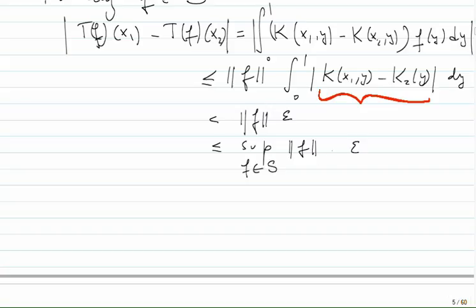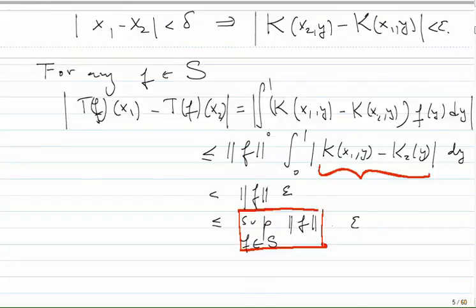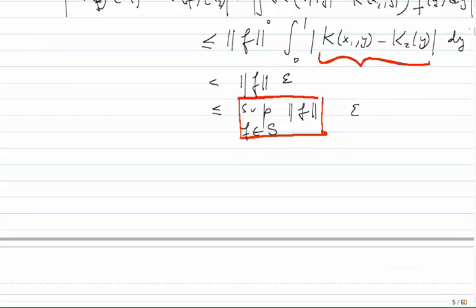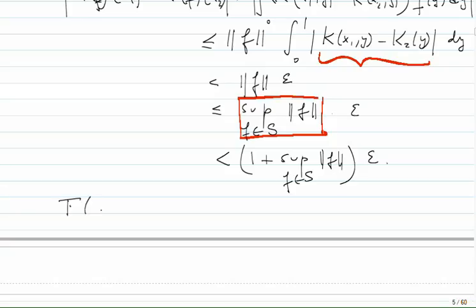So you see this number here exists because we're assuming that S is bounded. Okay, so in fact, when you go back here, if you want to have epsilon at the end, you just have to divide this epsilon by the norm of the S. Okay, we're assuming that the sup is not equal to 0. I mean, you can even, for example, add 1 just to avoid the fact that S may be reduced to only one function, which is the 0 function, okay? So here you can say this is less than 1 plus the sup of the norm of f, for f belonging to S, times epsilon, and this will give us the equicontinuity that we are looking for. So the family T of S is indeed equicontinuous.